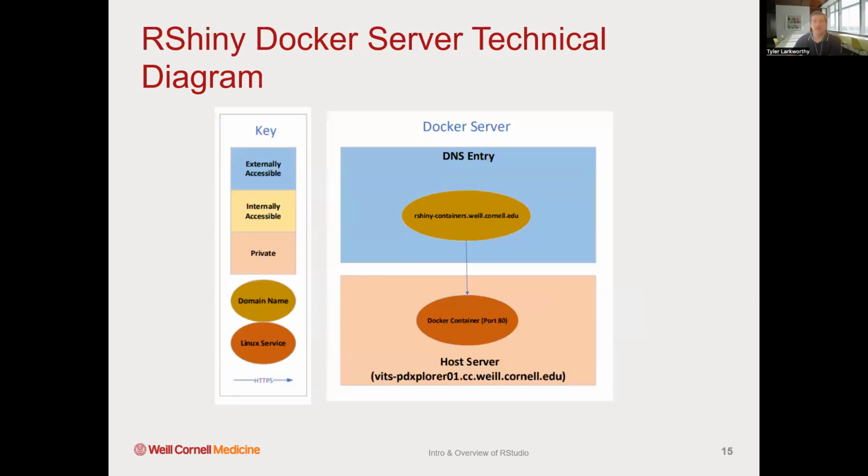Here's the one for our Docker server. Again, the only thing to really point out here is that we have an externally accessible front end, meaning that it will be accessible even to people outside of the WCM VPN on the general internet. And again, an inaccessible or private server for the actual hosting.